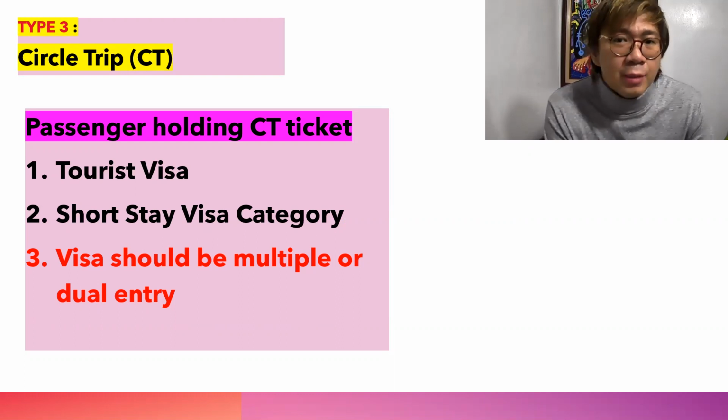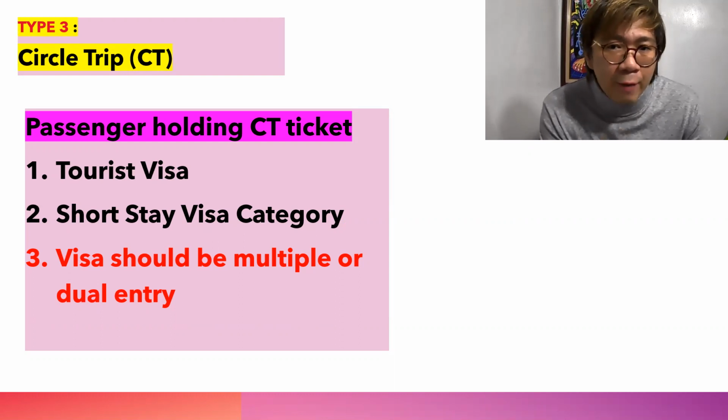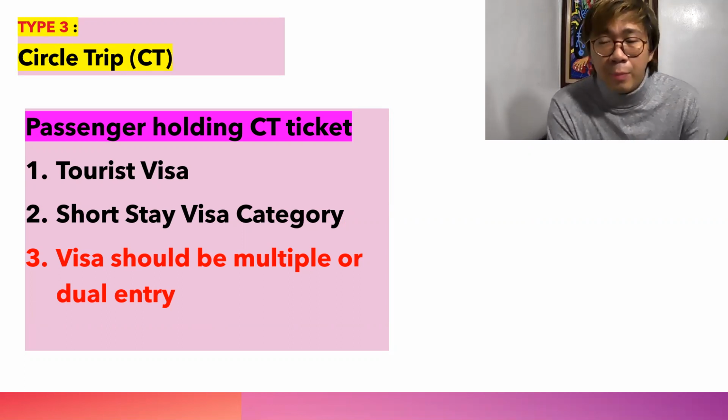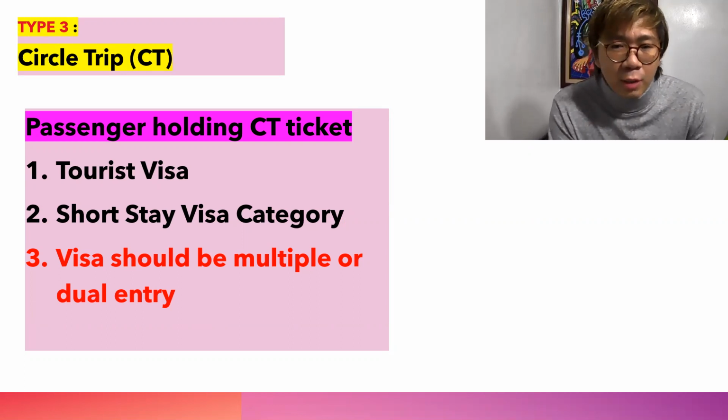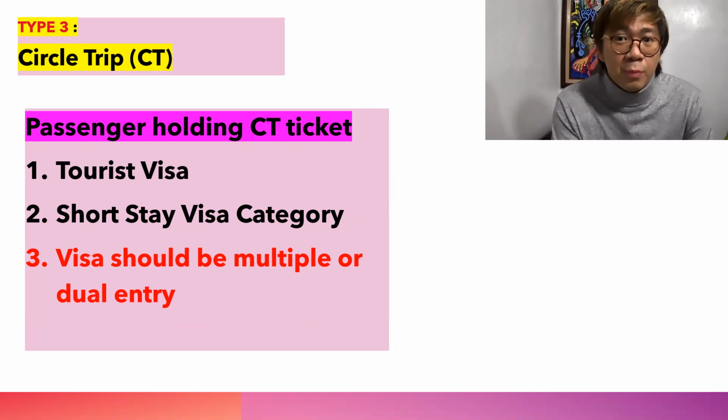Now, another thing that is most important is that you have to check your visa. So before you issue any circle trip ticket, make sure that the visa, especially if the passenger would be going back again to that same point, same terminal or same city, should be multiple or dual entry. Kasi nga, dyan tayo nagkakaproblema. Akala nila pag inisyon ka ng visa, yun na. E paano kung dalawang beses ka lumabas-pasok? So that's the problem here.